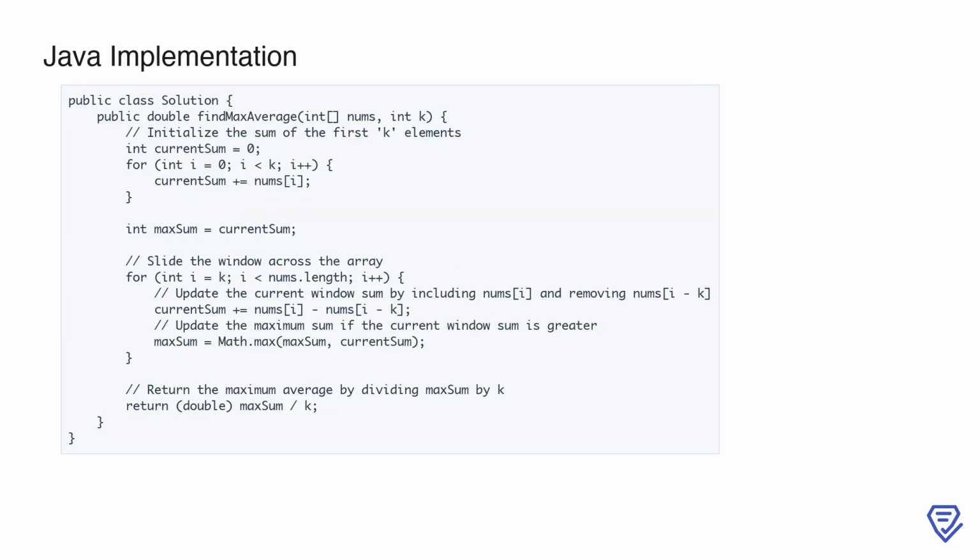This is the Java implementation of LeetCode problem number 643, Maximum Average Subarray. The logic mirrors the Python solution, using a sliding window approach to find the maximum average of any subarray of length k. The sum of the first k elements is initialized, and the window is adjusted by adding the next element and removing the first element of the previous window. Key differences include Java-specific type declarations and the use of Math.max for maximum value comparison.